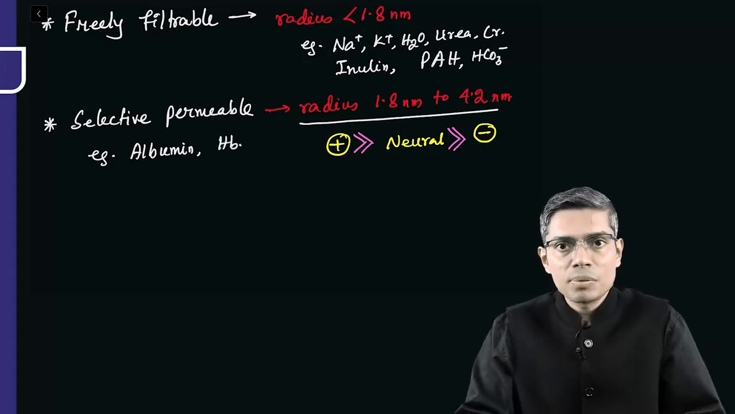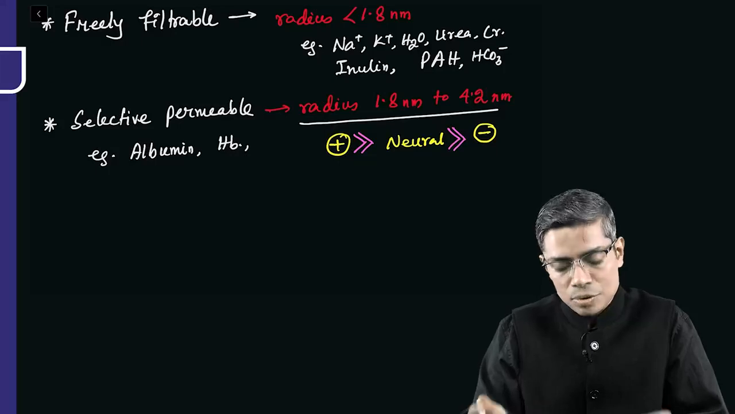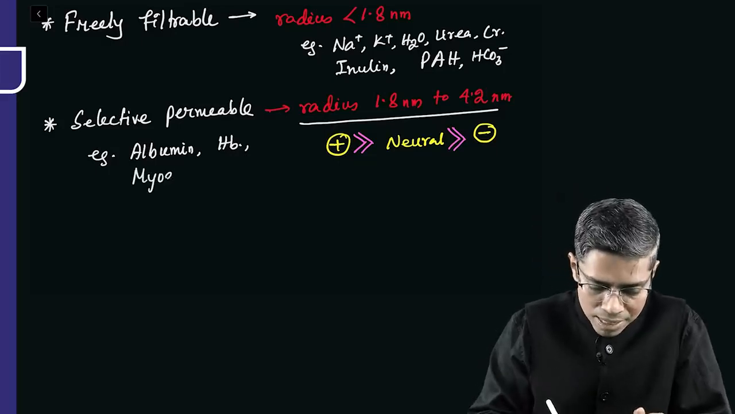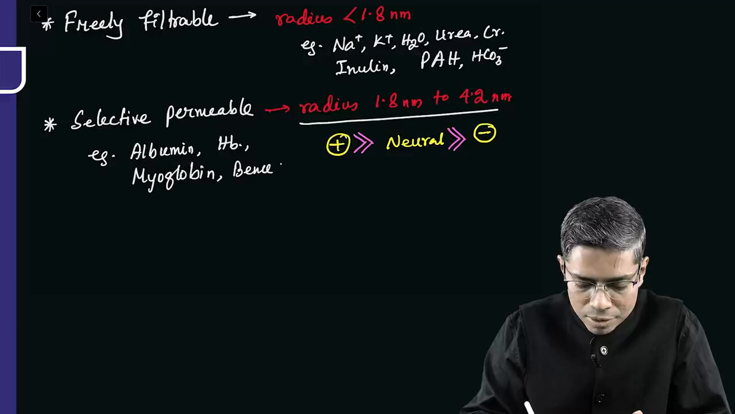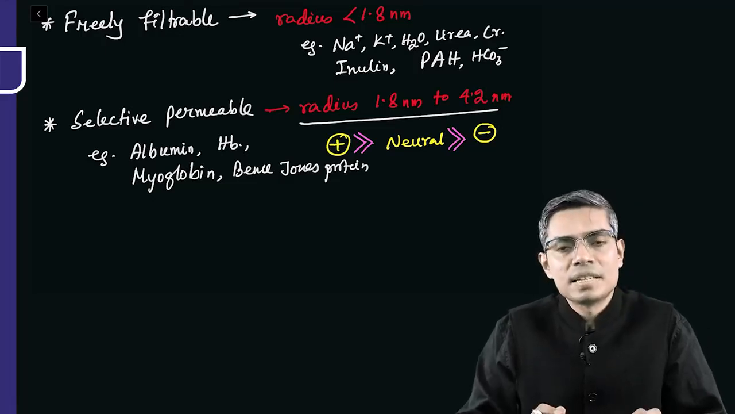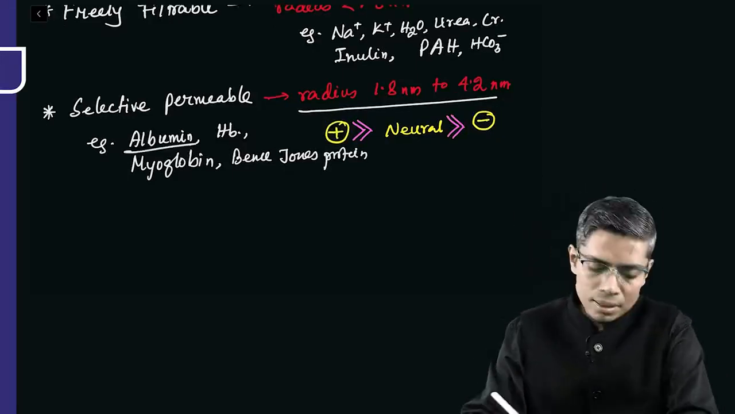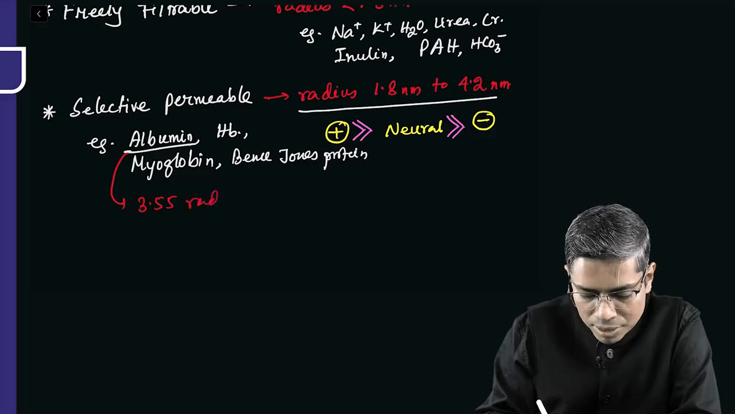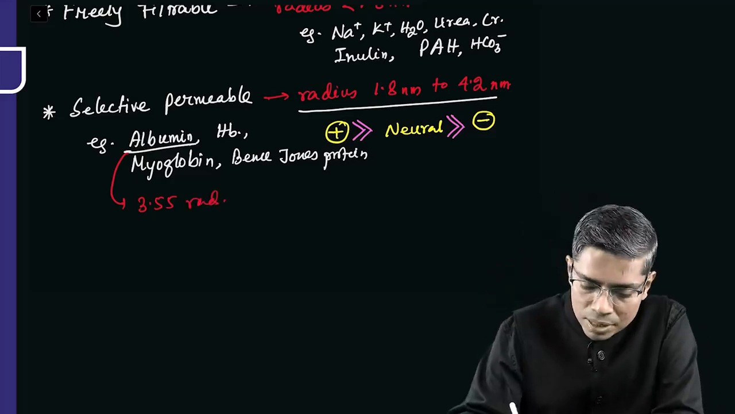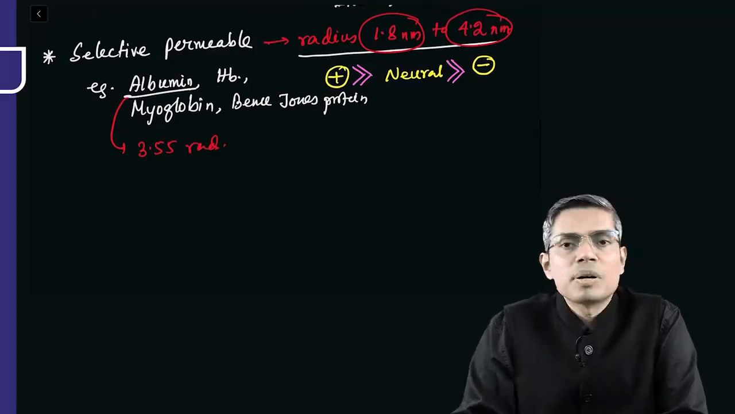If the hemoglobin is free in your blood, it will be filtered because its molecular radius is within this range. Not only that, you have to remember that myoglobin is also selective permeable. Also the Bence-Jones proteins are in this selective range. Now, albumin has a molecular radius of 3.55 nanometer, so obviously this falls within the range of 1.8 to 4.2 nanometer. That's why albumin is a selective permeable substance.